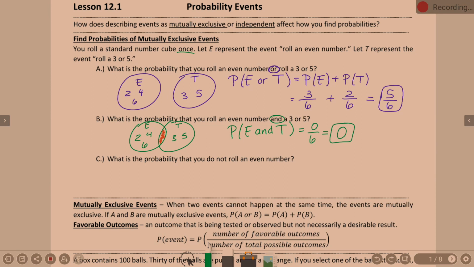Okay. And what does the probability of 0 mean? Just generally speaking, probability of 0 means it is not possible. That event will not happen. Okay. You can't roll something from both groups here. Okay. C. Watch your vocabulary.